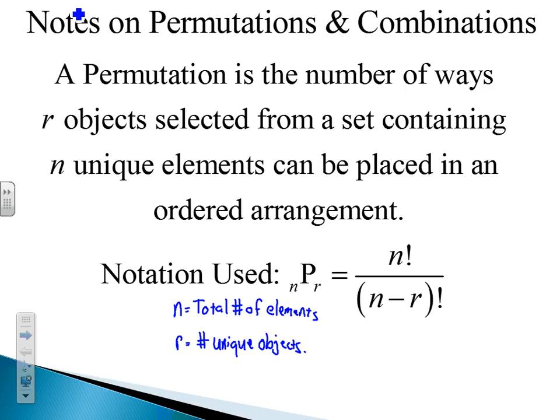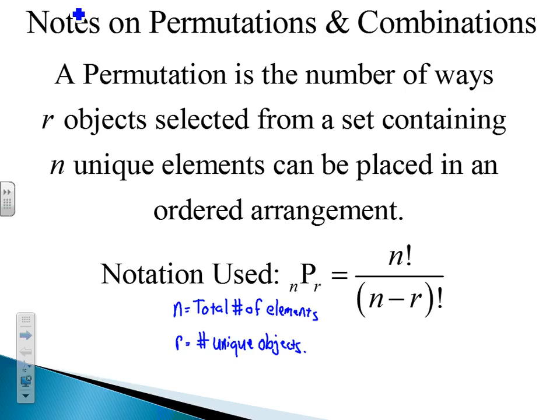So n and r, those two particular letters that you're seeing, are completely arbitrary. They don't have to be n and r, but it does help to have some kind of uniformity, some standard, so that across curriculums people know what they're talking about. So n and r are generally what you're going to be seeing whenever you're talking about permutations or combinations.